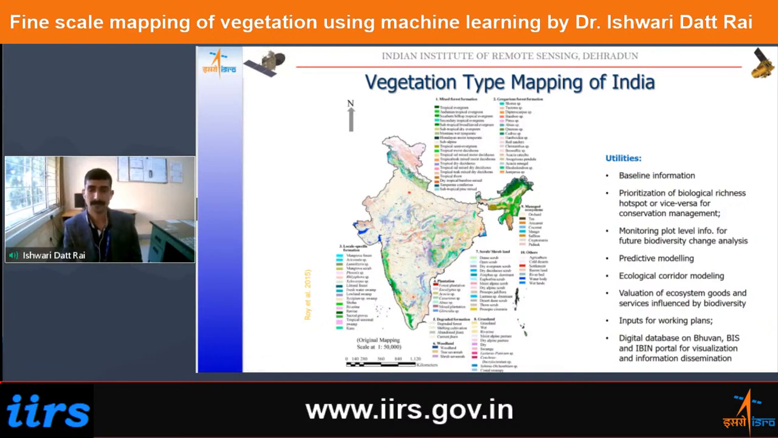This seamless vegetation map of the entire country represents around 100 vegetation classes, and this was one of the most used databases on vegetation, which is basically baseline information about the distribution of vegetation and species richness all over the country. It is useful for prioritization of various biological richness hotspots and for monitoring plot level information for future biodiversity changes, predictive modeling, and corridor modeling. So this was one of the highly used data sets that was generated through field level study.